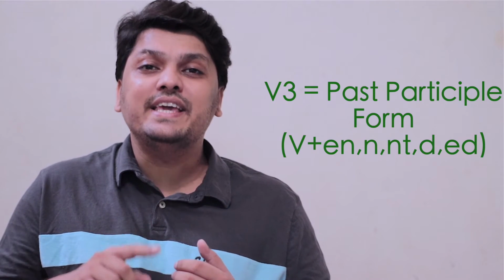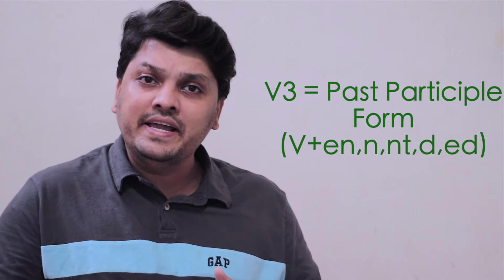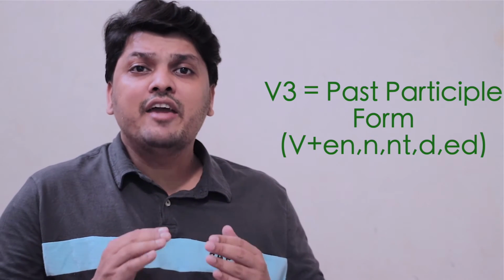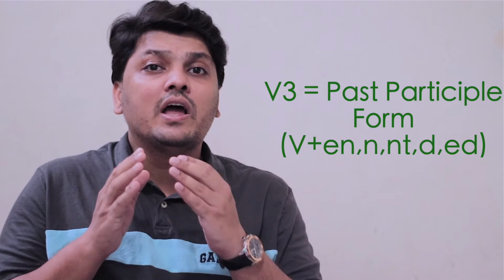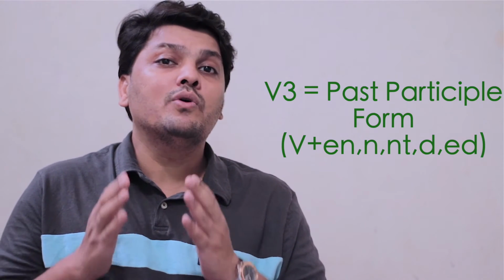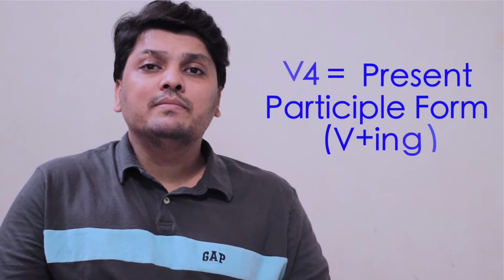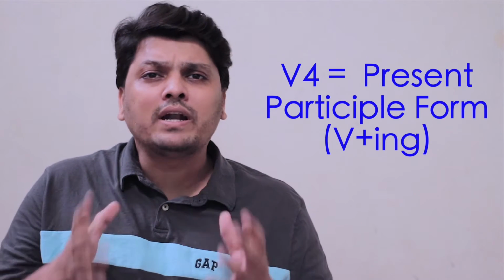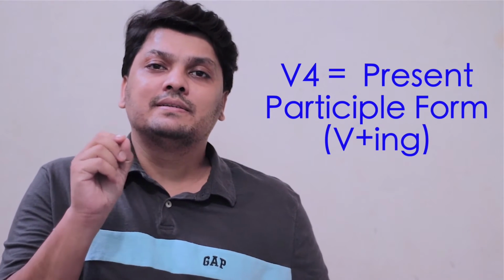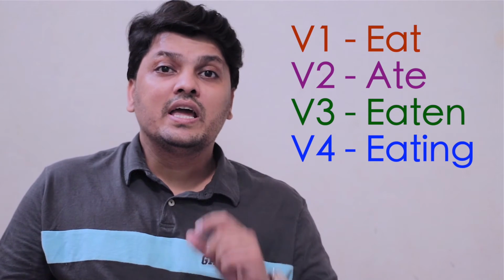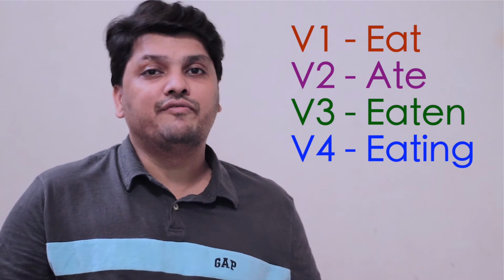And what is this past participle? With verb, you will see en, n, nt, d or ed. If you add these suffixes to a verb, the verb will turn into past participle. This is V3. V4 stands for present participle. And what is present participle? Verb plus ing. For example, eat is V1, ate is V2, eaten is V3, eating is V4.